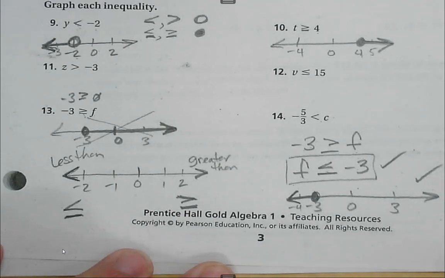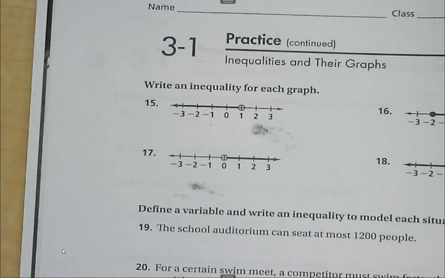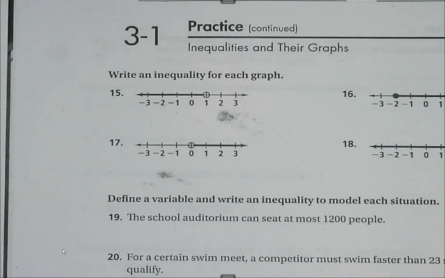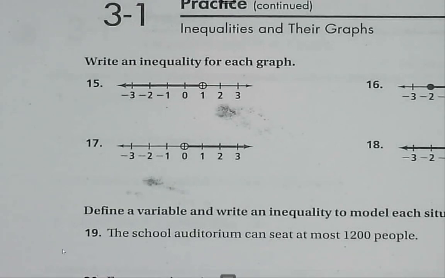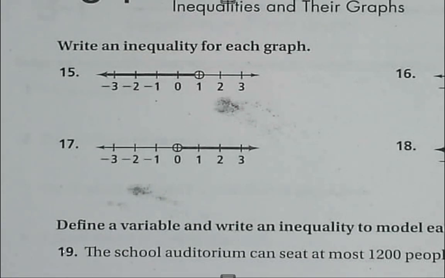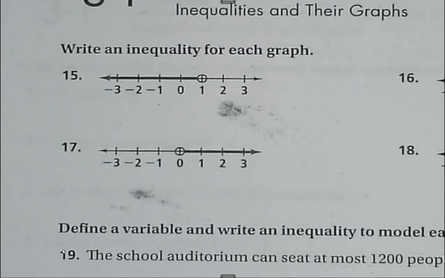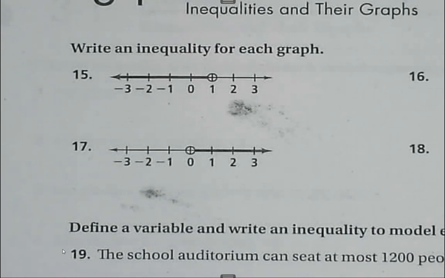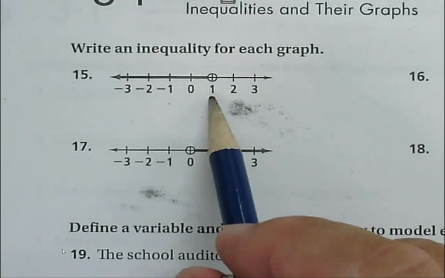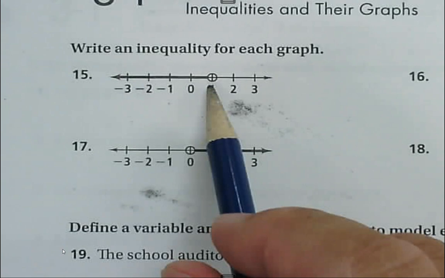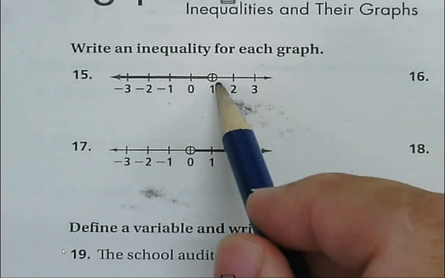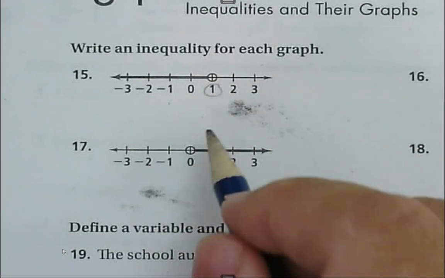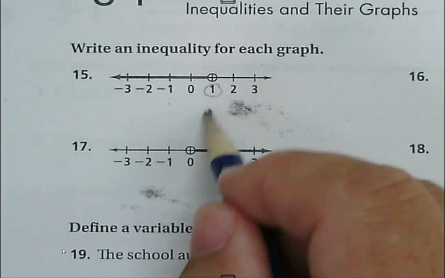All right, the other task that you're going to be asked to do is you're going to be asked to take an inequality and write the inequality statement for that particular graph. And so let's look at number 15. We'll just do a couple of these, and then I'll let you go for today and let you finish your practice. One of the first things we notice is where is our open circle? Okay, our open circle is at 1. So I know that 1 has to be involved some way, somehow.